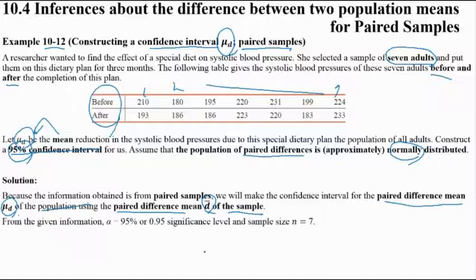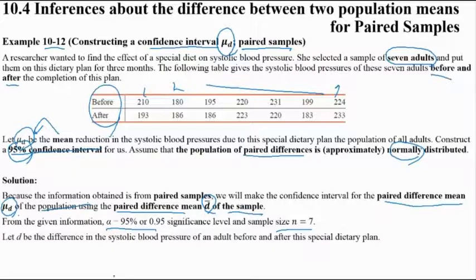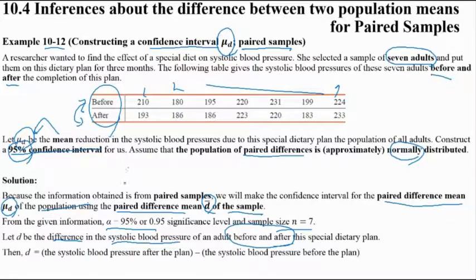So the sample size is 7, and D is the difference. The data is systolic blood pressure of adults, before and after. So we know the before and after, and the difference is after subtract before.